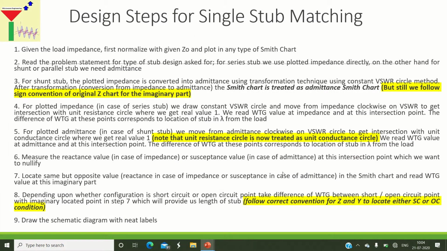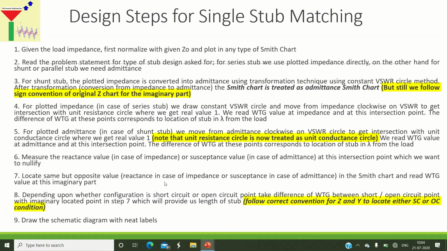Then next, what we need to find is the wavelength toward generator value of the plotted impedance point in the case of a series stub, or admittance point in the case of a parallel stub. Okay, so we need to note down the wavelength toward generator scale value, because we need to find the location of the stub.